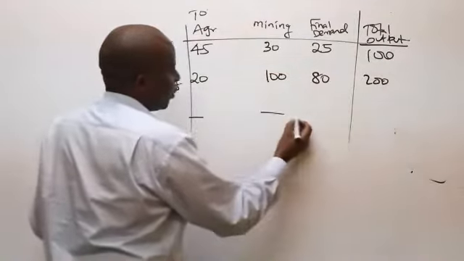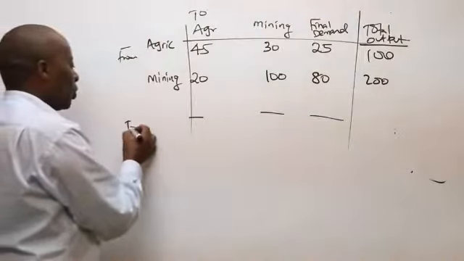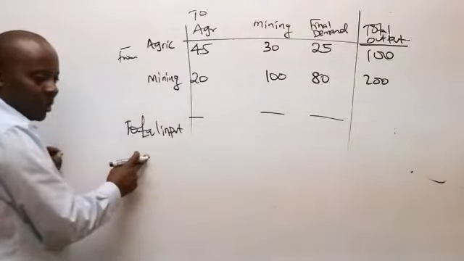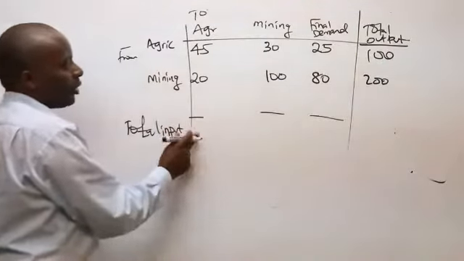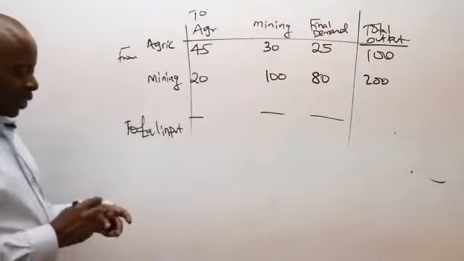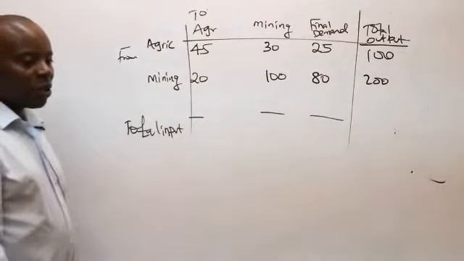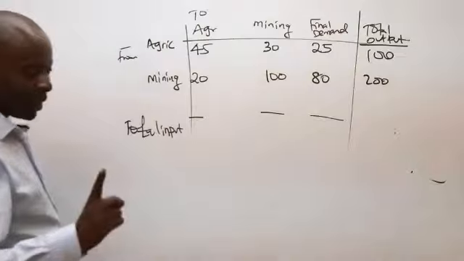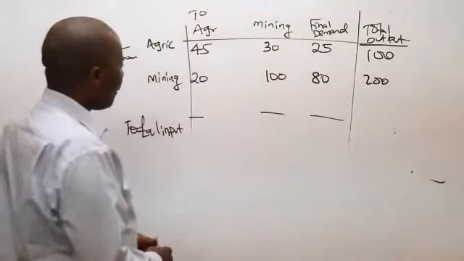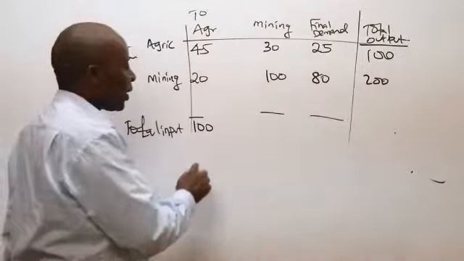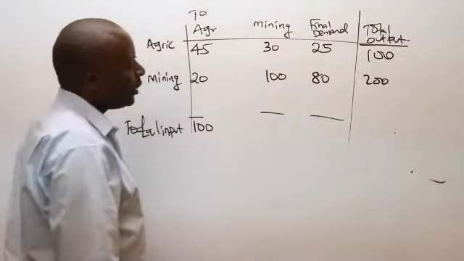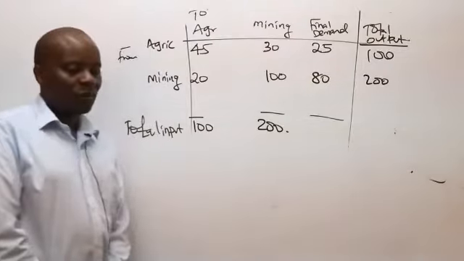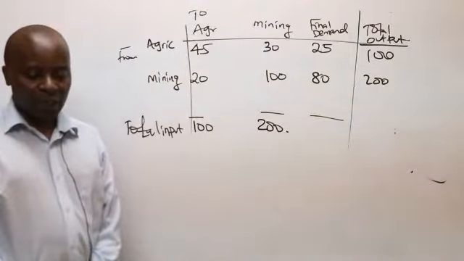Now listen. Then we will talk of what we call the total input. Up there we have output, and here we have the total input. Can somebody give me the total input of agriculture? 65. Thank you very much for trying. However, that is a lie. The total input for agriculture is 100. The total input for mining is 200. Is there anybody who is able to see where I'm getting those figures from?